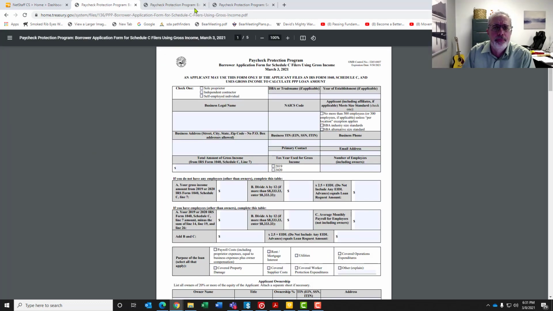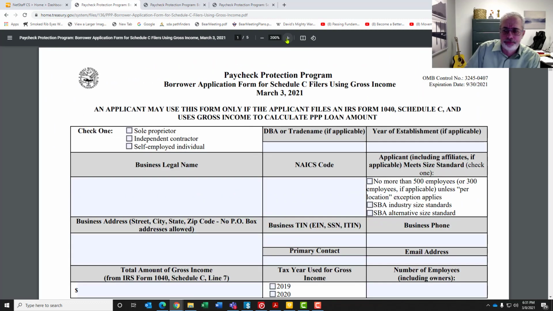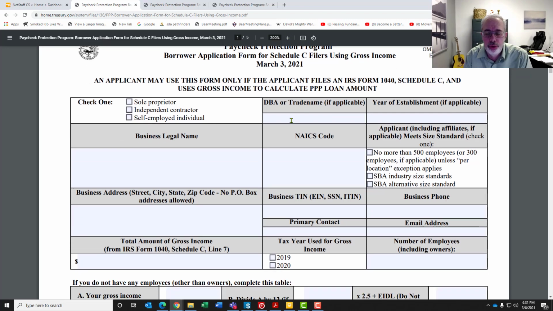Now, zoom this in so you guys can see it. All right, so here it is. Obviously, we're just going to go through and fill this out. You're going to be a sole proprietor, independent contractor, or self-employed. So I'm going to say sole prop. Now remember, this is only for Schedule C's. If you're an S corporation, a C corporation, a partnership, you have not been deemed to get these new rules, and therefore this does not apply to you, at least for the time being. This is only Schedule C filers. I want to make sure we're clear on this.